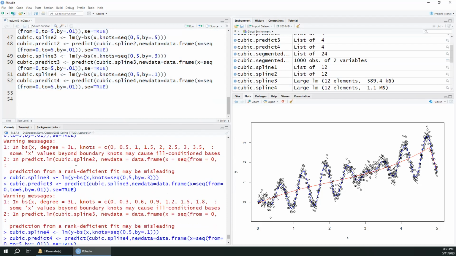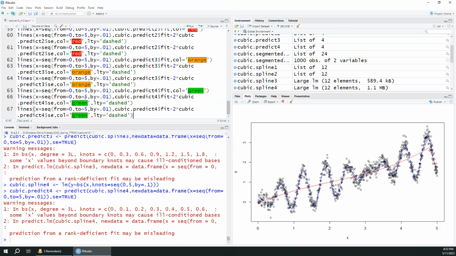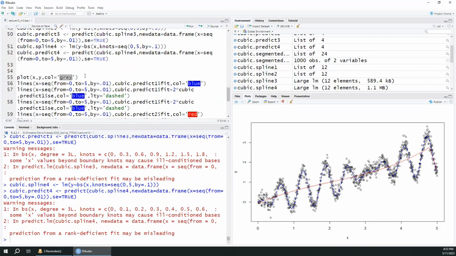I do have some warnings again about things that are happening at the boundaries, but we're not going to worry about that. Okay. And let's see what happens. So I've copied and pasted some code here. It's going to be essentially the same as before.